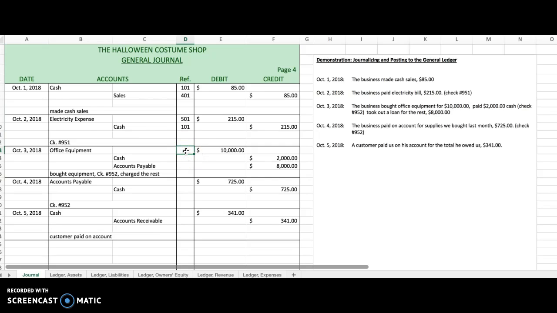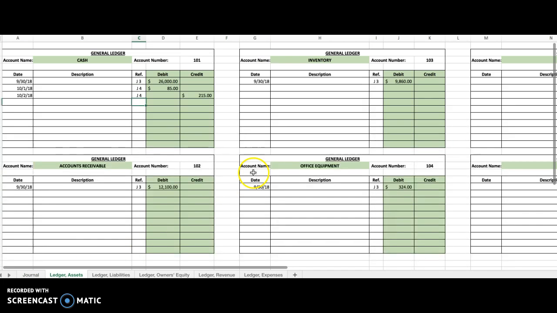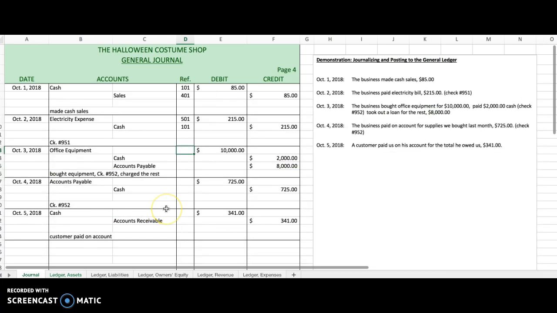We bought office equipment on October 3rd, $10,000. Office equipment is an asset. It went up. We got more. It's something that we own. And we find office equipment over here. And we put in the date, October 3rd, and it's debited by 10,000. We gained more office equipment. And if we want to find out where it came from, journal page 4. And this account number is 104. So that's what goes here.